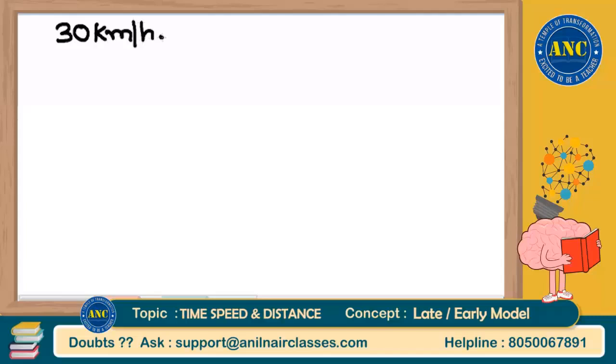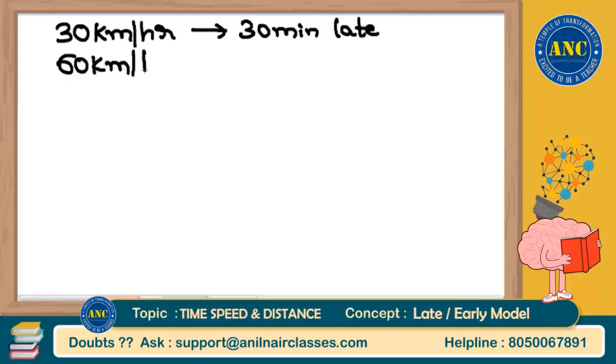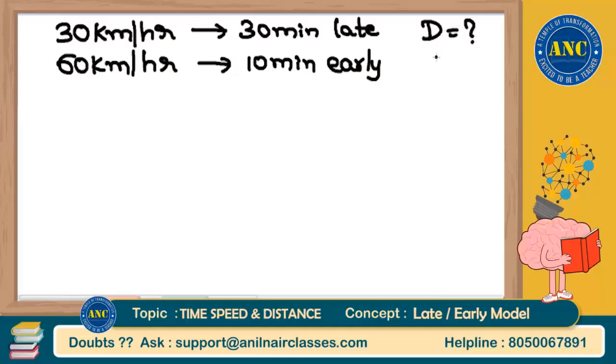At 30 kilometers per hour, it will be 30 minutes late. At 60 kilometers per hour, it will be 10 minutes early. We solved the same question yesterday, but we found out only the distance. Now we will find the speed. We will also find the time.